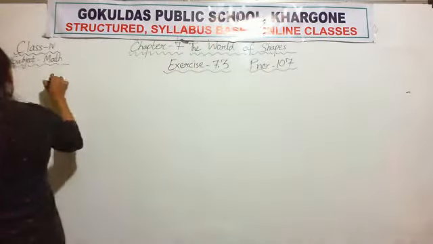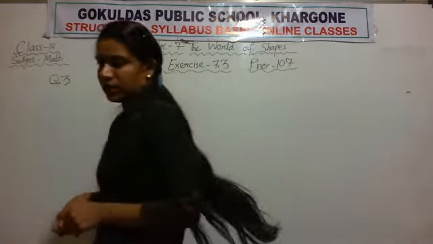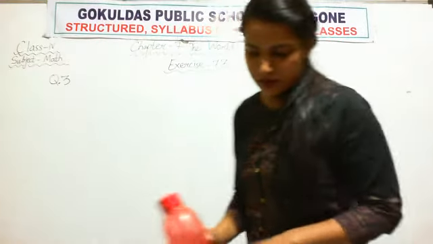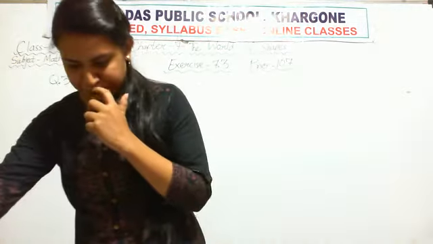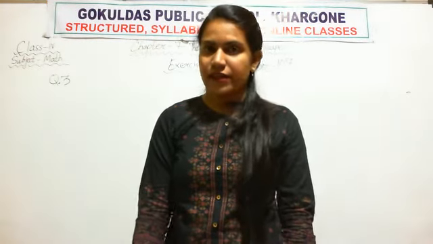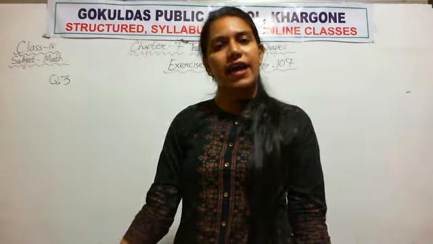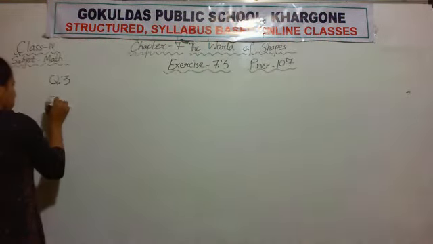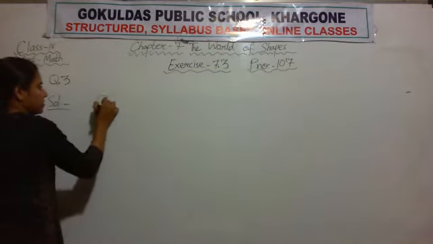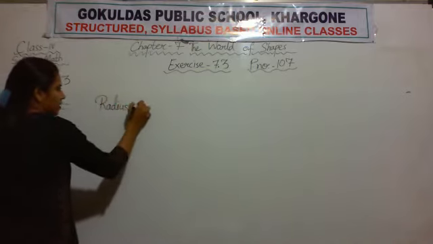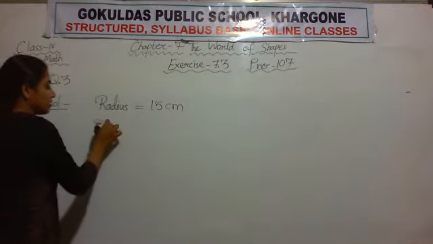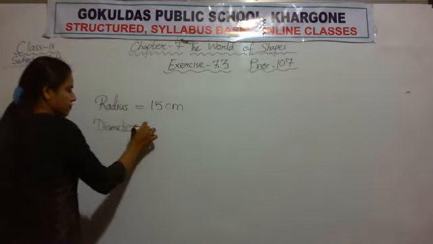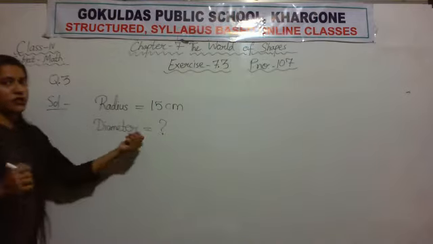Question number 3 of exercise 7.3. Read the question carefully. Question number 3: a round clock has a radius 15 centimeter. Find its diameter. What is given? Radius is given. Radius equals 15 centimeter is given. What do you want to find? You want to find diameter. Diameter is what we don't know.